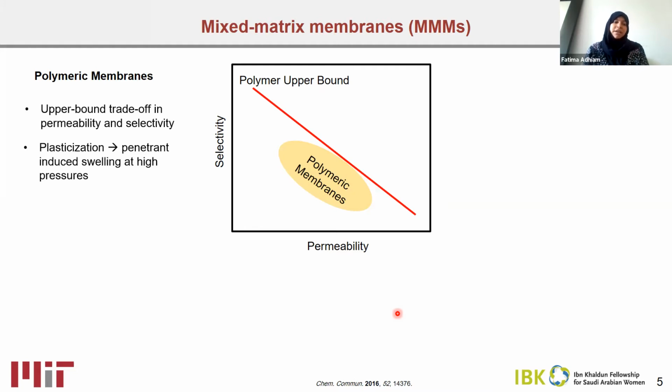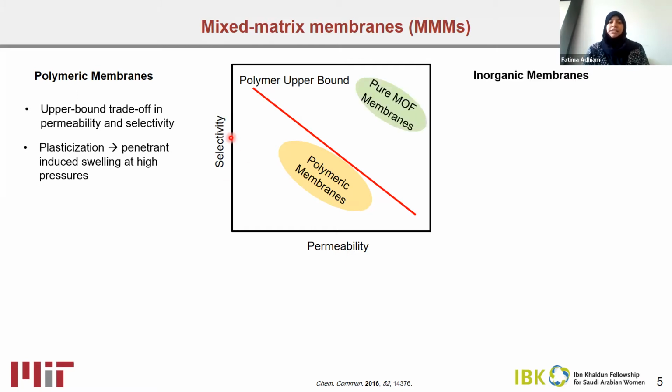Furthermore, there is a challenge with this material in terms of stability against plasticization. I mean by that, at higher pressure, this material would start to swell with CO2 and hydrocarbons, and in this case, it would result in higher permeability. The higher permeability of polymeric membranes is usually associated with a significant reduction in selectivity.